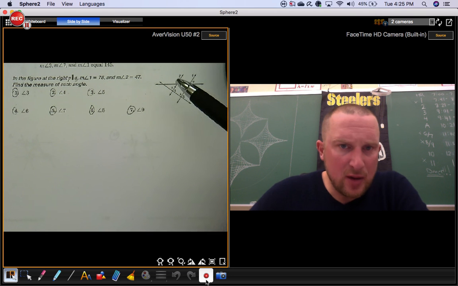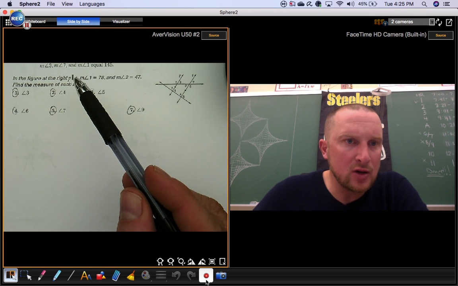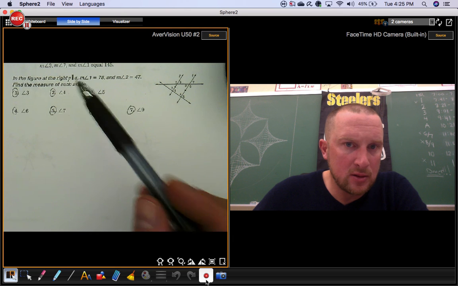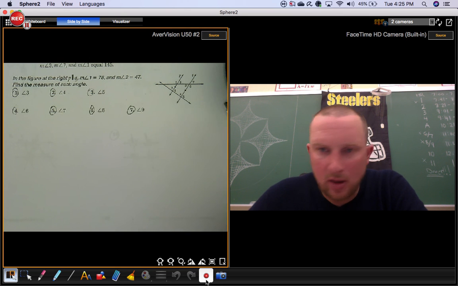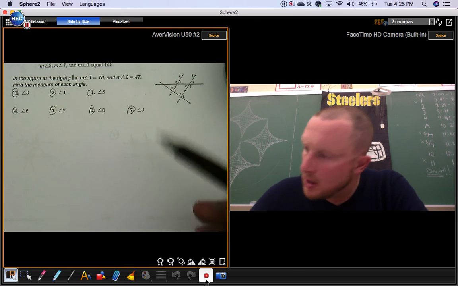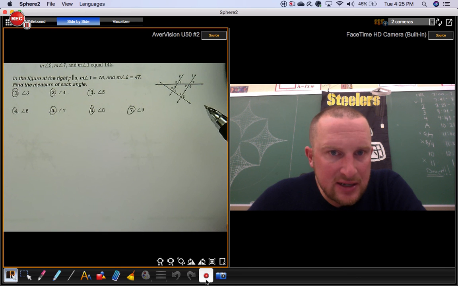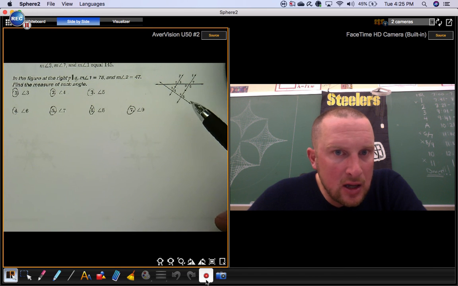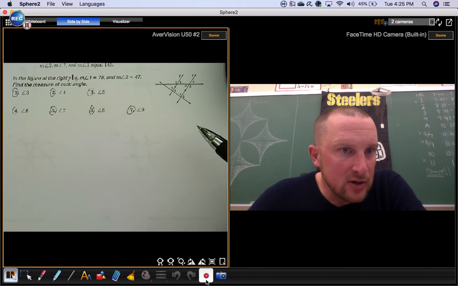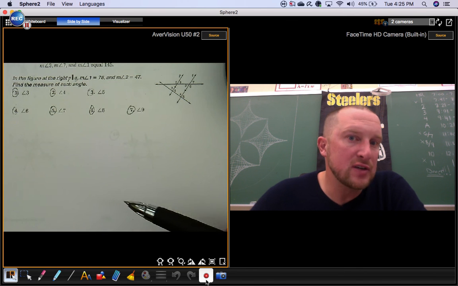In this diagram, there's two lines that are parallel. They tell you in the directions that they're parallel, and they also mark it on the diagram. They're telling you that angle 1 is 76 degrees and angle 2 is 47 degrees. And what you have to do is find the measure of each angle.